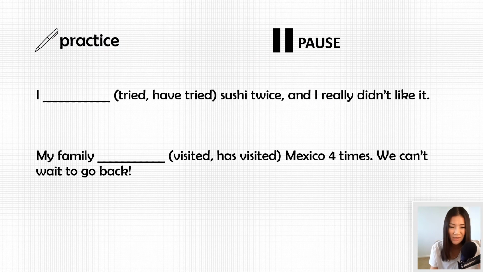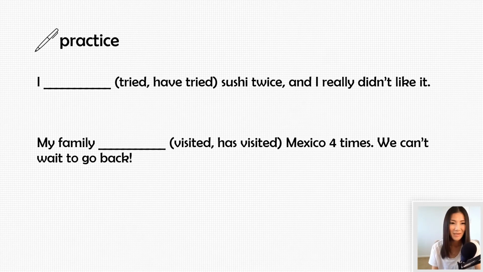Let's take a quick minute to just do 2 of these practice questions. Please pause this video for more time. The first one says, I tried sushi twice and I really didn't like it. Here you will likely use simple past because you really didn't like it. If you really didn't like it, you're probably not going to do it again, right? So you will probably use simple past here.